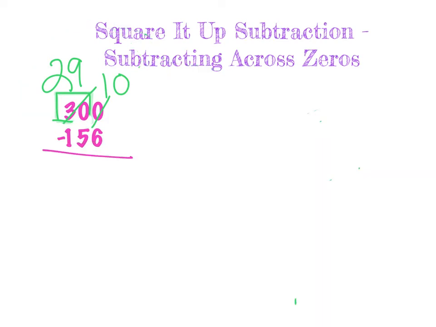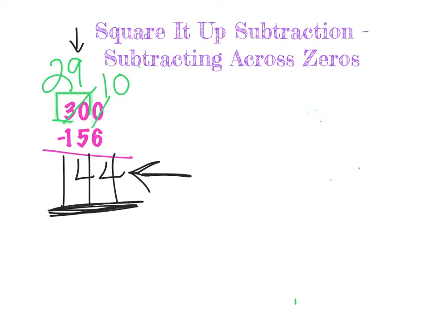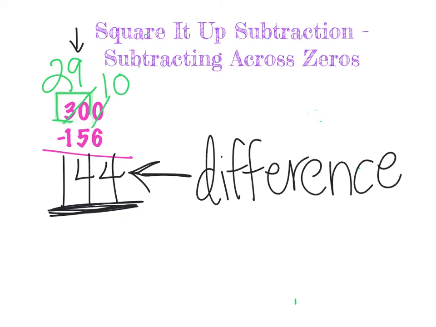So now we can easily subtract. What is 10 minus 6? Excellent. 4. What is 9? Because now I have 9 here in the tens place. What is 9 minus 5? Excellent. 4. And 2 minus 1 is 1. So we just figured out that the difference is 144. 300 minus 156 gives you the difference of 144. Now, I'm calling it the difference because that is the answer to a subtraction problem. It is called the difference.